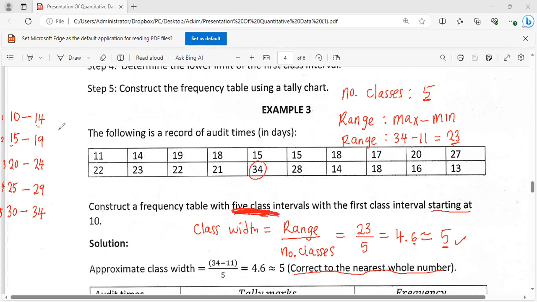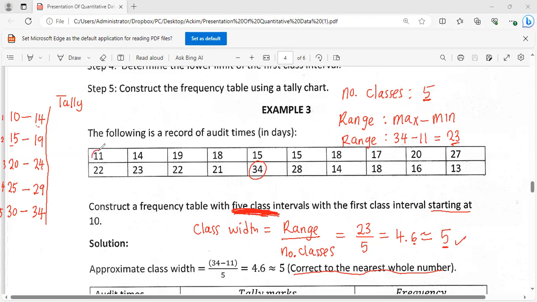So yeah, 5 to watch. Then after that, the next thing was to do the tally. If you remember, tally is similar to when we were doing stem and leaf. So, we'll start.